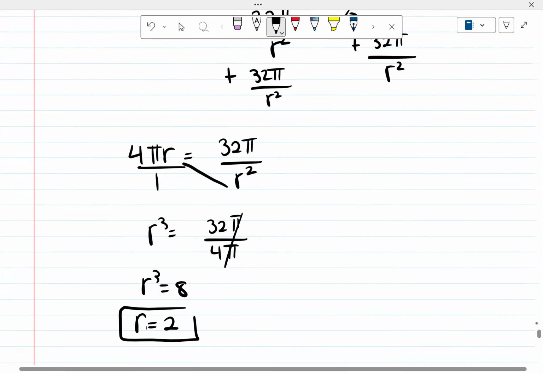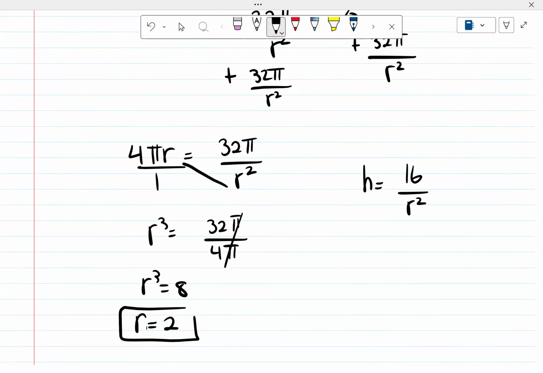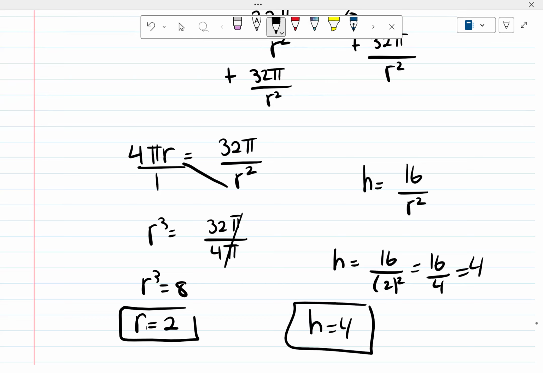And then over here, yeah, we need to define that r because now we can find our h. So if you recall, h was also expressed as 16 over r squared. So that means it's going to be h equals 16 over 2 squared, and that's 16 over 4, which is 4. So my h is 4. Okay, let's move on to the next one.